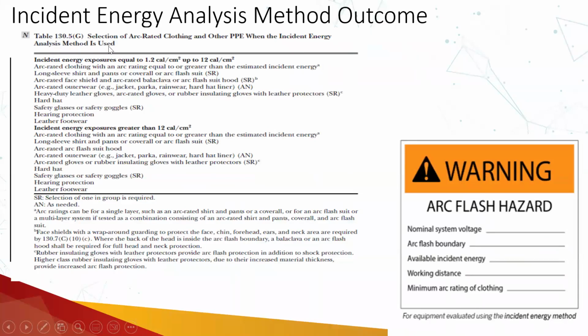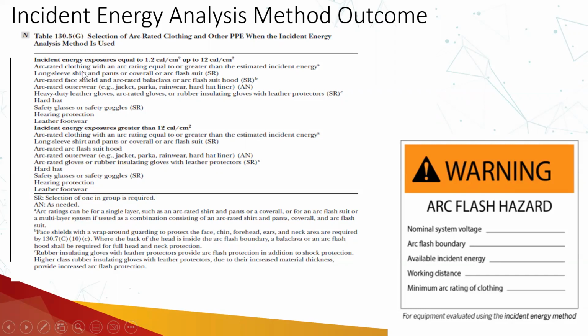So this table 130.5G is going to talk about what PPE you have to select. So the outcome was, for example, 12 cal per centimeter square. So this one is related to 1.2 to 12 cal per centimeter square. So all the PPE mentioned here you will be using. If it is greater than 12 cal per centimeter square, you will be using this particular set of personal protective equipment. So what is the basic difference between upper and below?